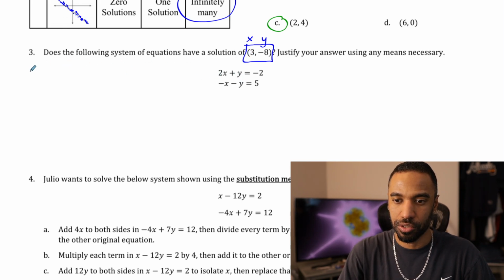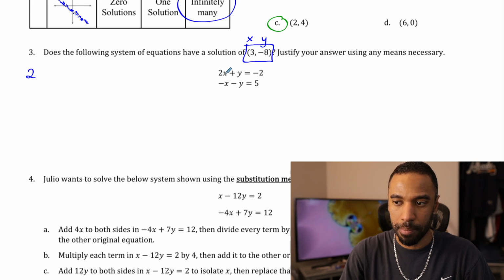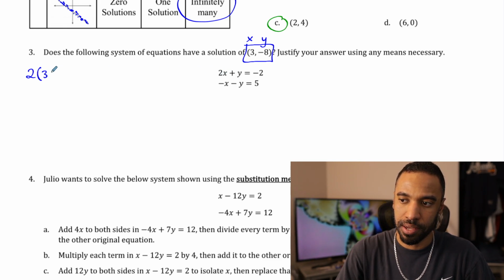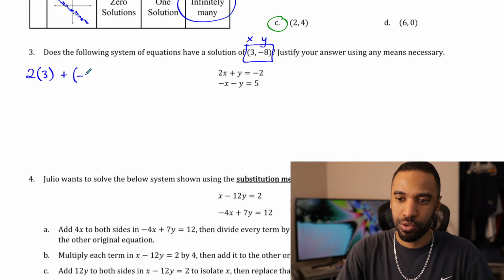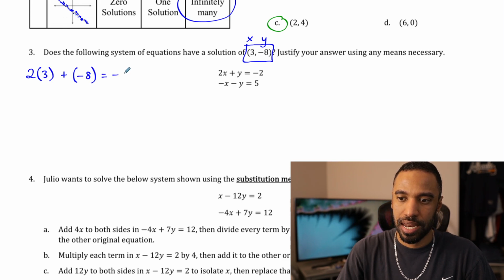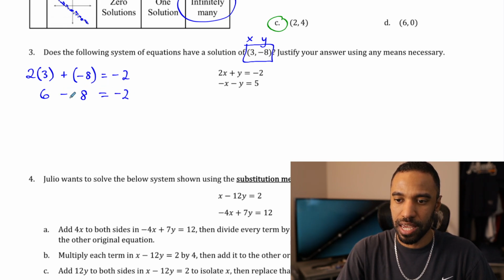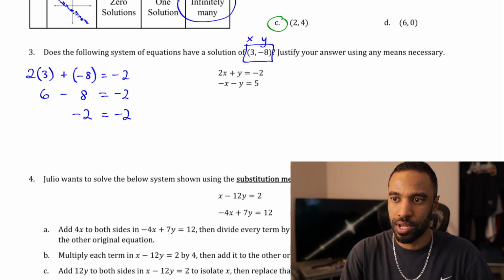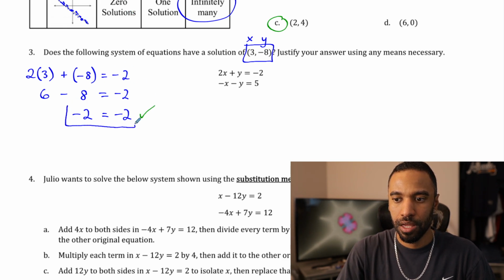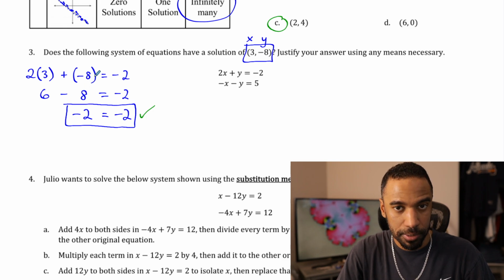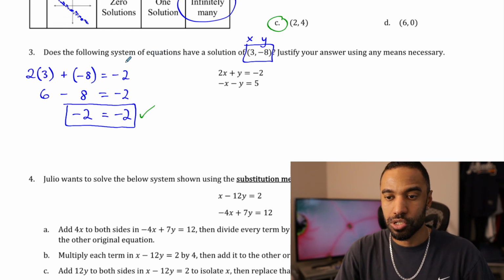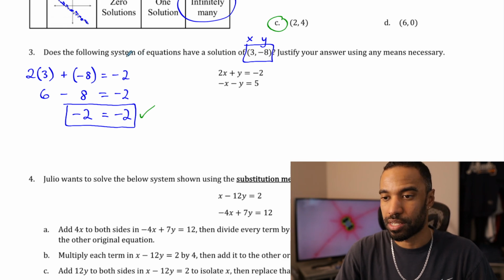I'm going to take this solution set and do the top equation. This is 2 times 3 plus y value of -8 equals -2. 2 times 3 is 6. 6 plus -8 is 6 minus 8. And does 6 minus 8 equal -2? You betcha, it sure does. -2 equals -2. That top equation surely checks out, and it lets us say that (3, -8) is at least a solution to the top equation. We need to make sure that it is a solution to both equations. That's what makes it a solution of the system.